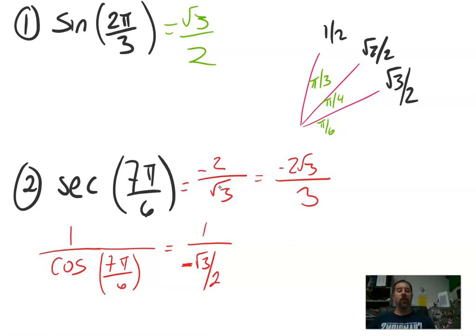Again, I don't care. You could write it either way for me, -2 over root 3 or -2 root 3 over 3. The book says the answer is -2 root 3 over 3. So, again, practice matching the book, I would say, when you get these kind of answers, but that's how I'd find the secant of 7 pi over 6.